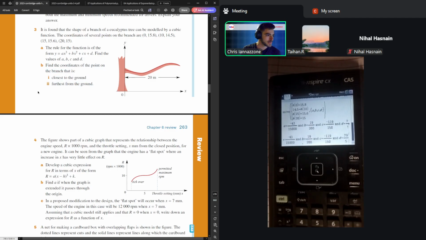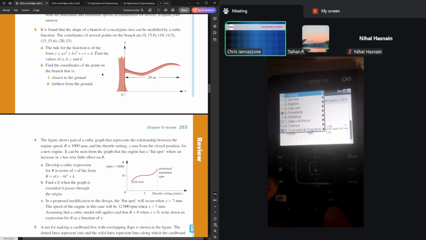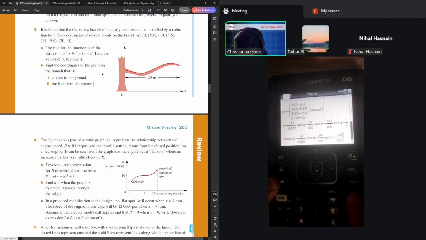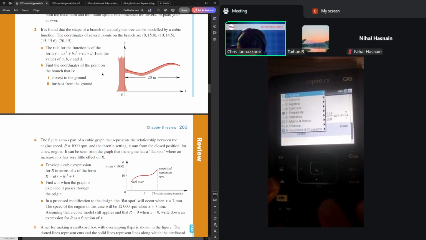Okay. And then yeah, part B is just a bit of a follow on from that. So we now have the rule. What is the coordinate closest to the ground? What is furthest from the ground? This is where understanding a bit of the actual background is going to be helpful. Let you guys have a read of that. I'll just start defining all the variables and filling out the rule because that'll be helpful.